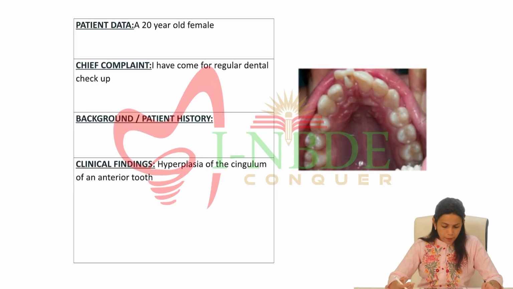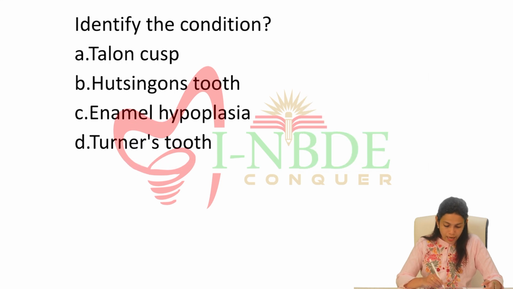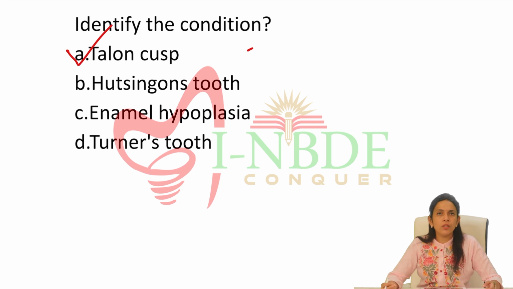Next. Here, a patient, a 20-year-old female, comes for a regular dental checkup, and hyperplasia of the cingulum of the anterior teeth is seen. So it's a developmental anomaly of the tooth. Simple question, I think you can guess this. It's just a cingulum that is hyperplastic, and you can see that cone shape. So identify whether it's talon cusp, enamel hyperplasia, or Turner's, among the options. It's a straightforward question, and a beautiful picture is also posted. So it is hyperplasia seen on the cingulum of the teeth. So it's nothing but the talon cusp.